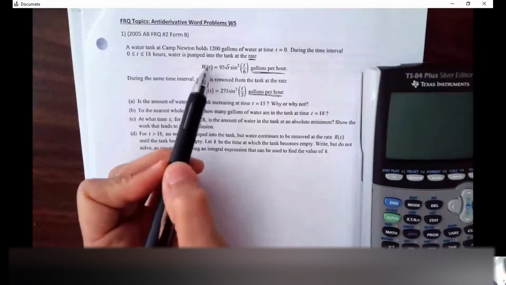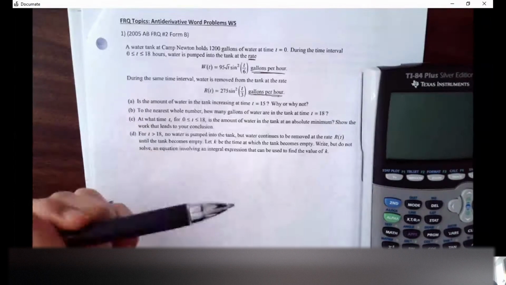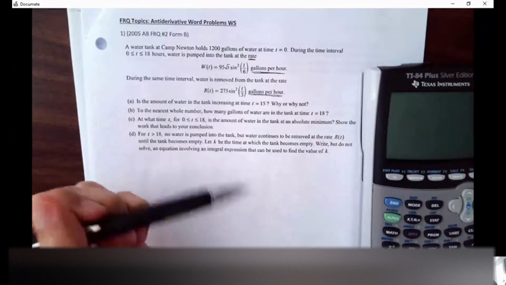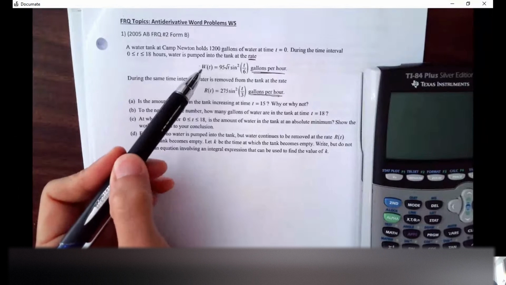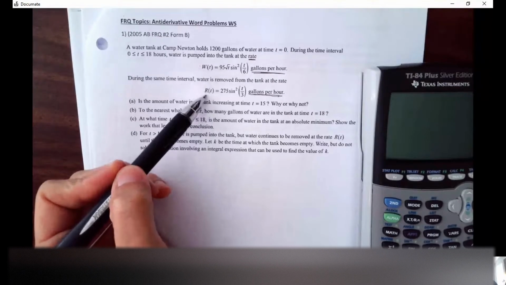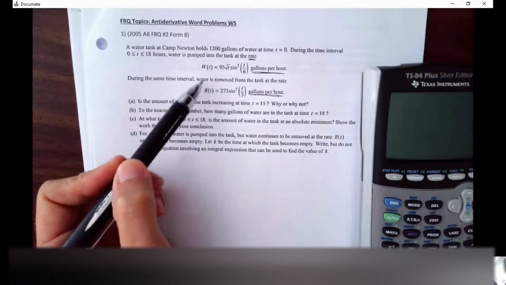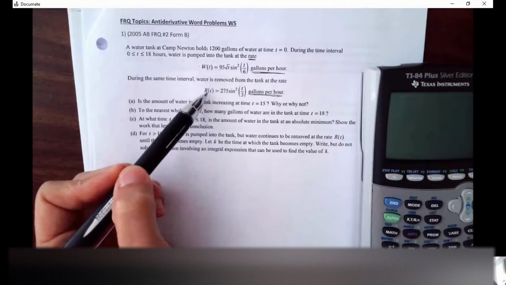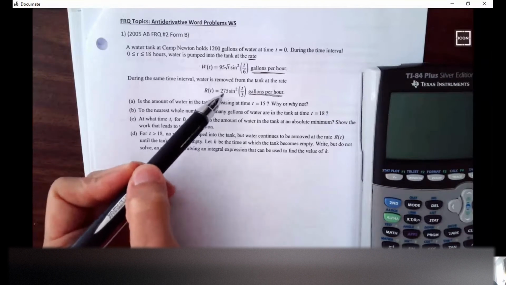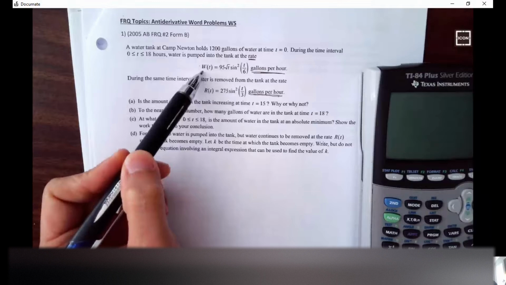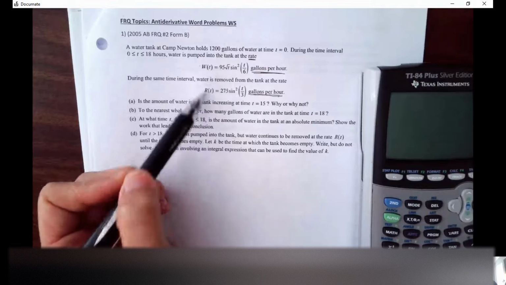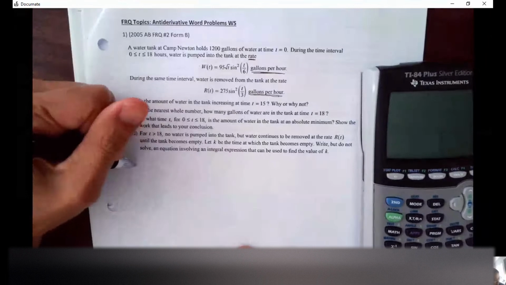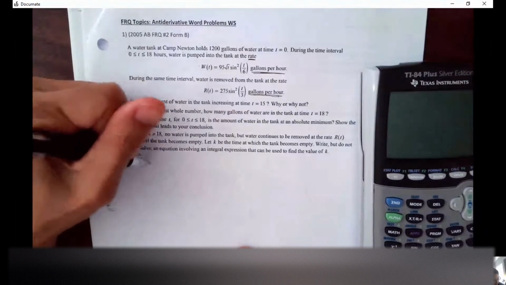Whichever has the higher rate is going to dictate whether the water level is going to be increasing or decreasing, right? If W of t is greater than R of t, that means more water is flowing in at a higher rate than is being removed. But if it's vice versa, where R of t is greater than W of t, then the rate at which water is leaving is higher than the rate of water coming in, so we expect the water level to be decreasing. So we're going to compare those two values.